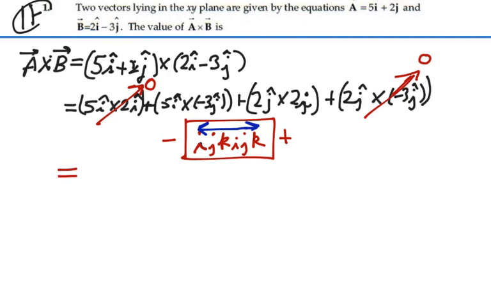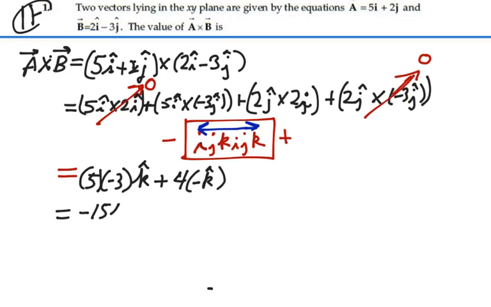So we're left with a 5 times a negative 3, and then we have an i cross j. i cross j gives me k. And then we have a j crossed with an i. That's going in the opposite direction, the j cross i, so that'll give me a negative k. So I'm going to end up with 2 times 2, which is 4, times a negative k. So we have a negative 15k plus a negative 4k, which will give us a negative 19k.